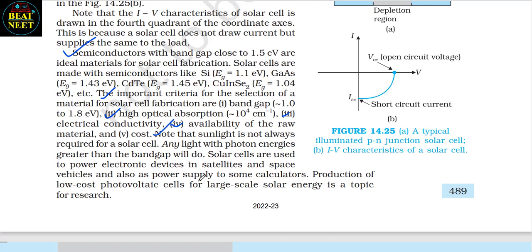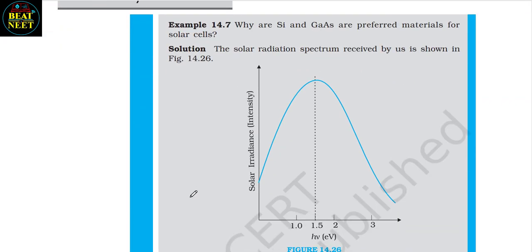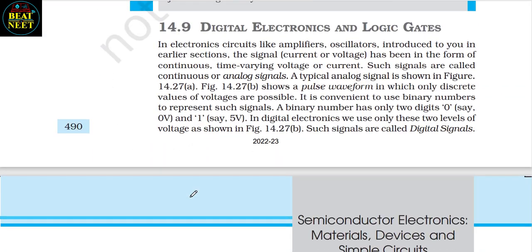Note that sunlight is not always required for a solar cell. Any light with photon energy greater than the band gap will do. Solar cells are used to power electronic devices in satellites and in space vehicles, and also as power supply to some calculators. Production of low-cost photovoltaic cells for large-scale solar energy is a topic for research. Here you can see the examples.